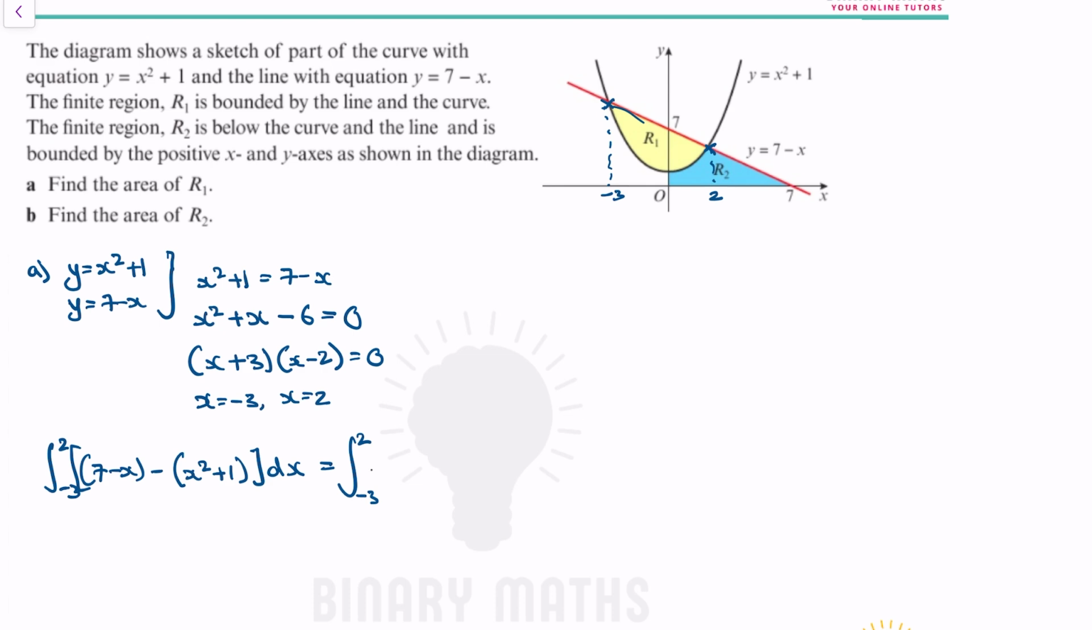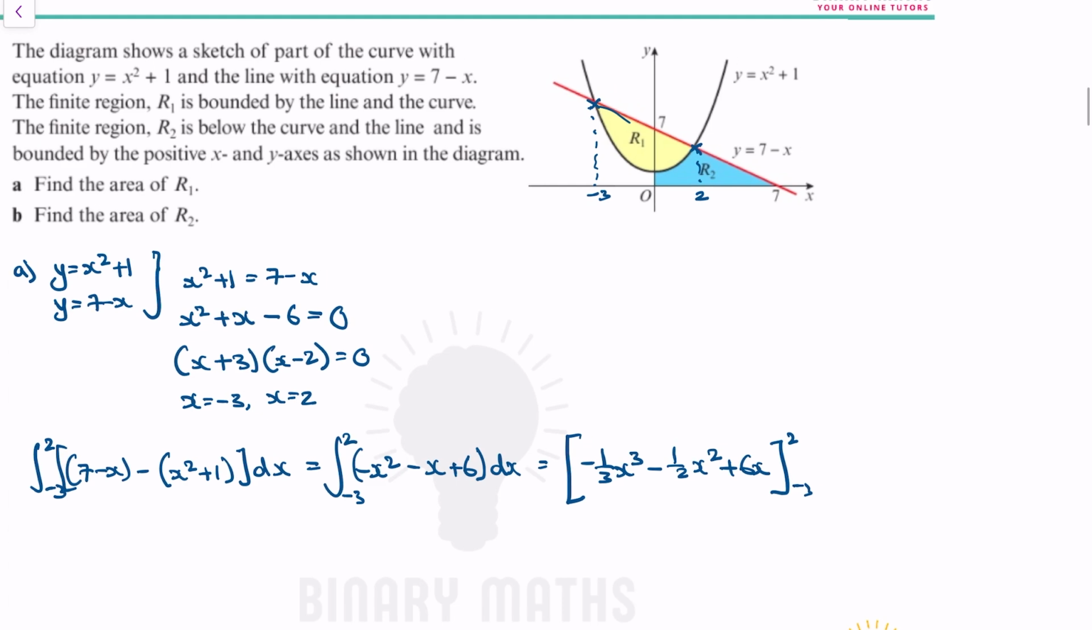I end up getting minus x squared and minus x. 7 take away 1 is positive 6. Okay, now that I've simplified, all I need to do is now integrate. So I get minus a third x cubed minus a half x squared plus 6x, with upper limit as 2 and the lower limit as minus 3.